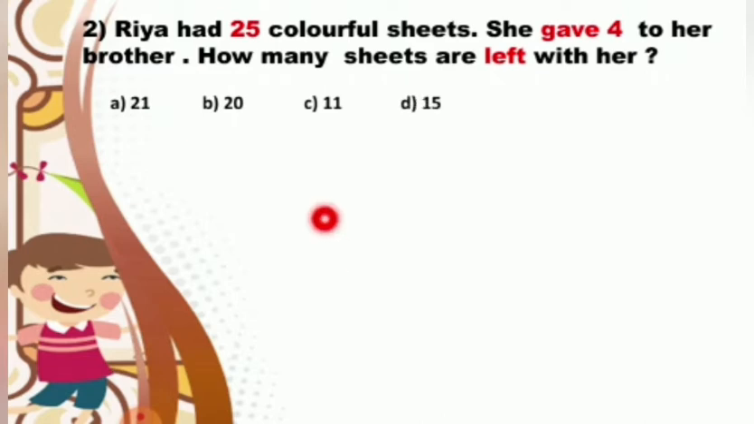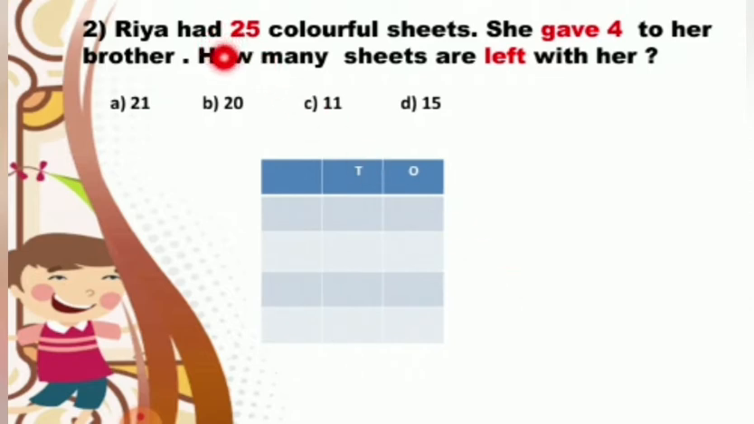Ria had 25 colorful sheets, but then she gave 4 to her brother. We used to share something with our brother or sister. So she is giving here 4 sheets to her brother. Now how many are left? We have to find it out. So let's start.